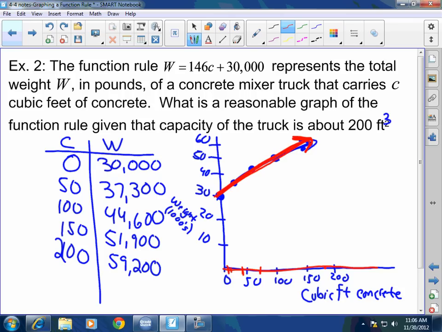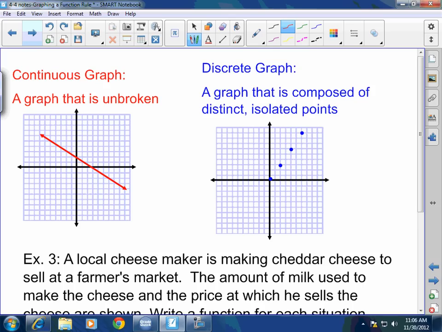Sir? No, you can't. Yeah, actually, you're right. You can't go over 200, so that would be my last spot. Thank you, my brother. Yes? Yeah, I would stop there because you can't go past 200. Yes, sir.